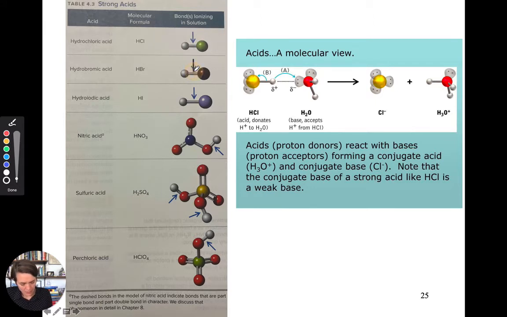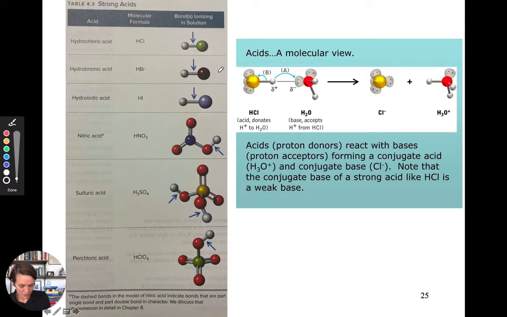The same thing would happen with hydrobromic acid, where this is our hydrogen and this is our Br. And this relationship, the similarity between HCl and HBr, should not surprise you because they are in the same group on the periodic table. Hydroiodic acid is also in the same group, so again, not surprising. Then we have some cool additional acids I just threw in here for fun.